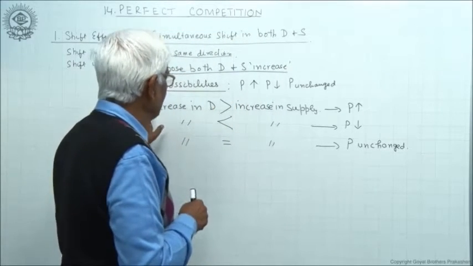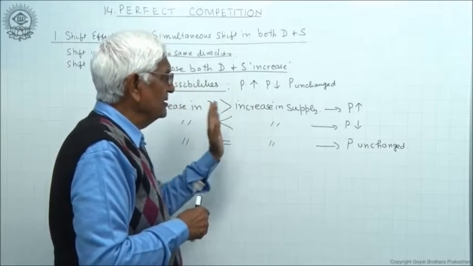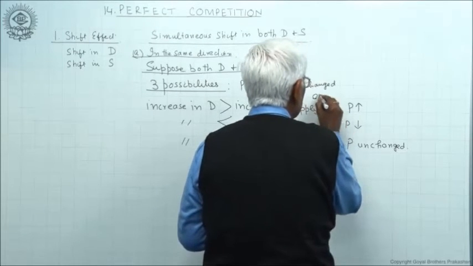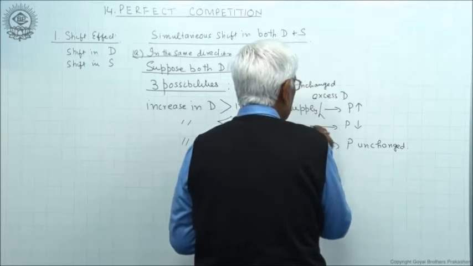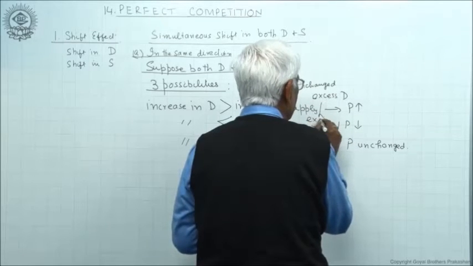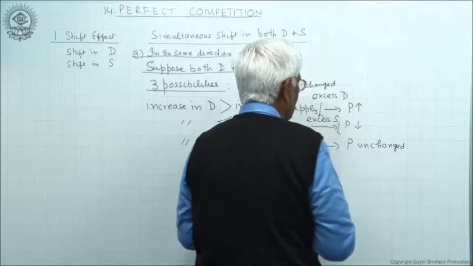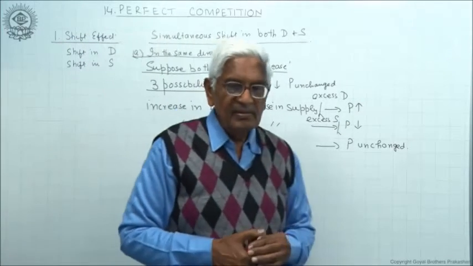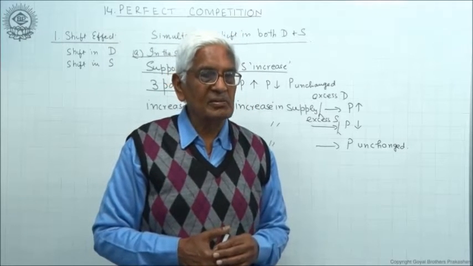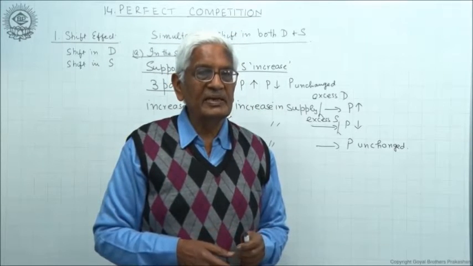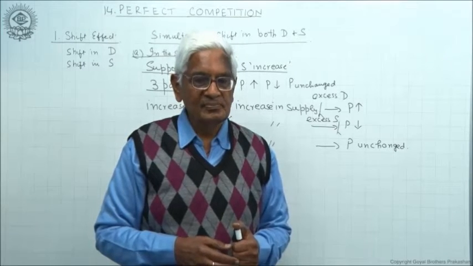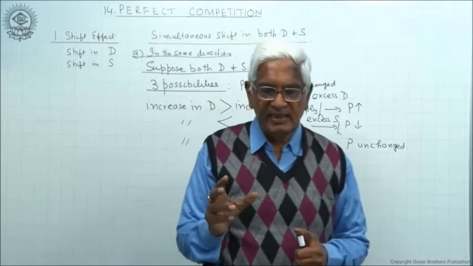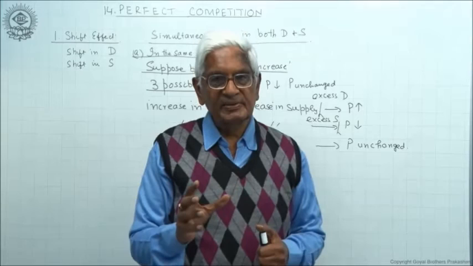Let me repeat. In the first case, there will be excess demand. Second case, excess supply. In the third case, there is neither excess demand nor excess supply. So if in the exam you get a question on the effect of simultaneous shifts, you have to point out all these three cases, that there are three possibilities.